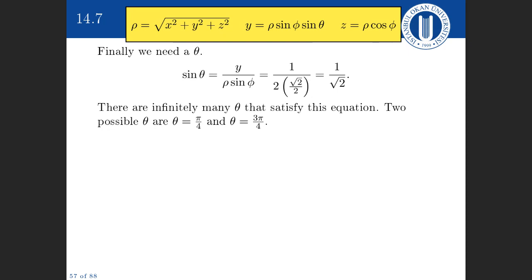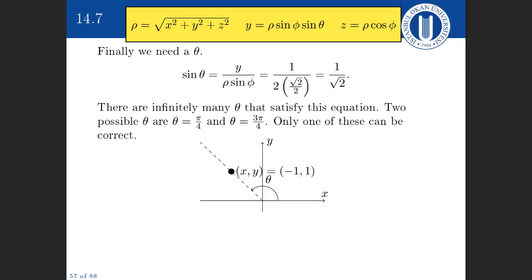Theta could be any number. It doesn't have to be between 0 and 2 pi if we don't want to. We could choose any number. Which numbers satisfy this equation? Two possible ones are pi over 4 and 3 pi over 4, but only one of these can be correct. Which one is it? Remember, x is -1 and y is 1. And I want this angle theta. Is this pi over 4 or is this 3 pi over 4?